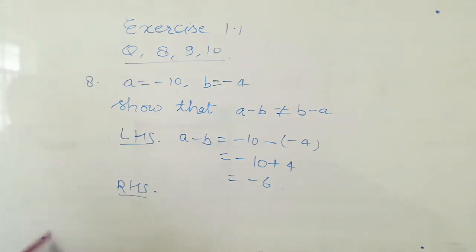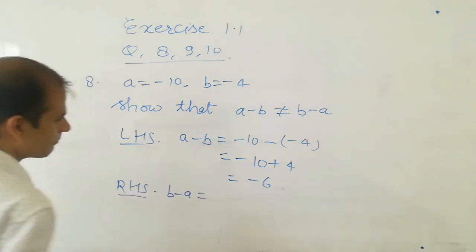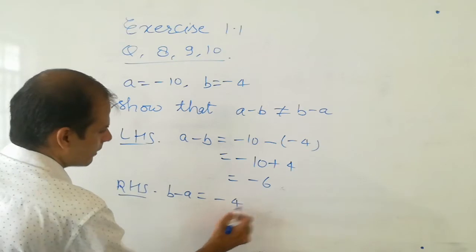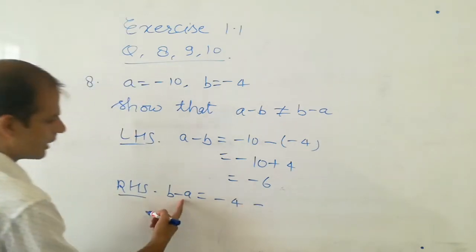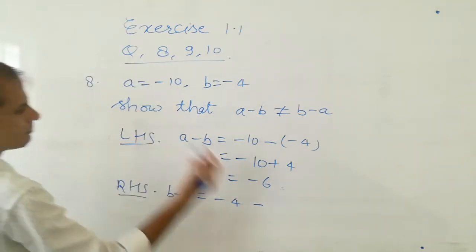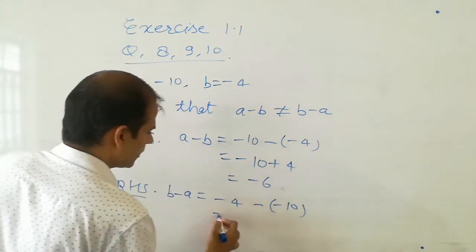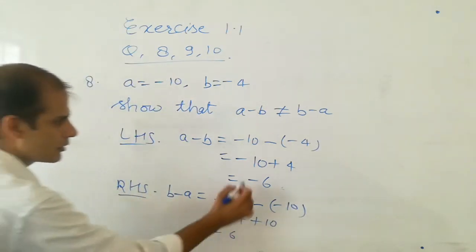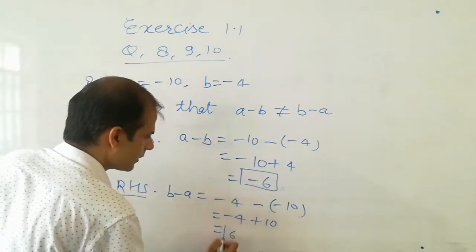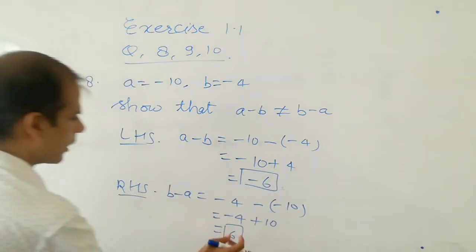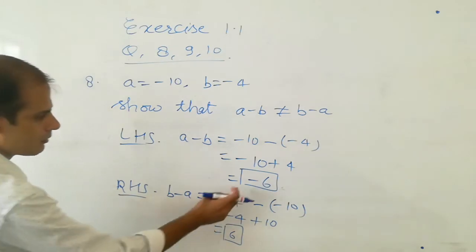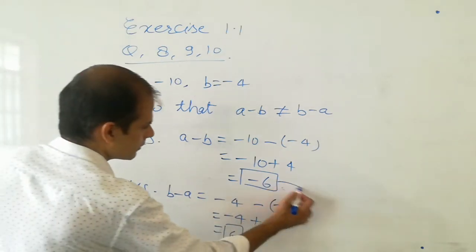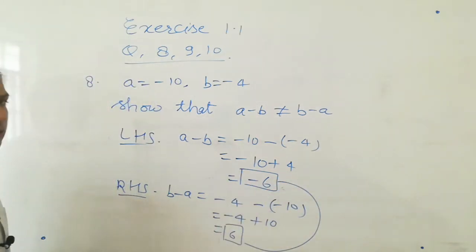on right hand side it is b minus a. So what is b? b is minus 4. Then we will write the minus sign. And what is a? It is minus 10. It is minus 4 plus 10, that is 6. You can see these are not equal. Answer is 6. As you can see, minus 6 is not equal to 6. See, both these values are not equal.